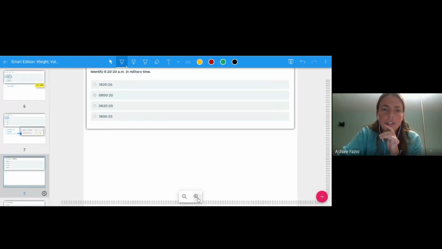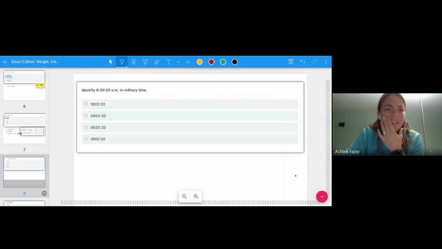All right, here is a different type of conversion. We've got to be able to go from our 12-hour clock time to military time. So in this case, it says identify 6:20 a.m. in military time.